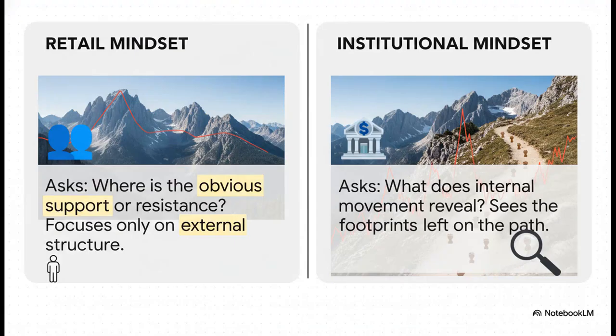So the retail mindset looks at the mountain peaks. It asks questions like, where is the obvious support? And then it puts a stop loss right there, which makes them 100% predictable. The institutional mindset, on the other hand, is looking at the path. They're asking, what is this smaller internal price action telling me about where the big money is really trying to go? See the difference? They're reading the footprints, not just staring at the destination.